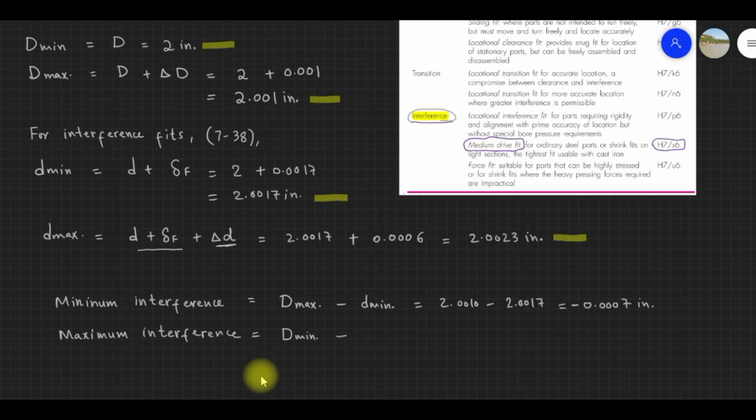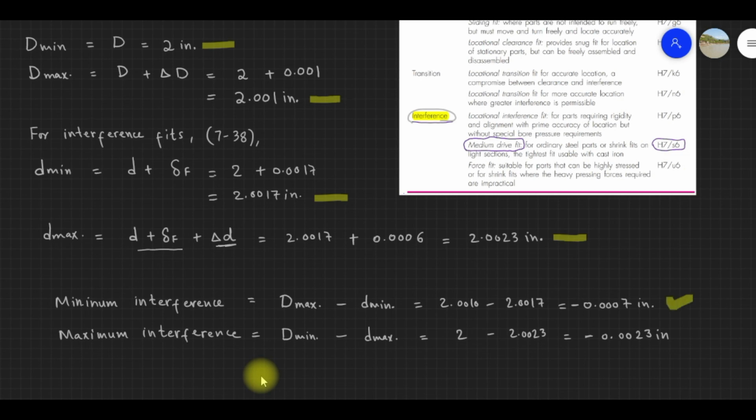and the interference will be maximum when the hole is very small and the shaft is very large, meaning the hole is at its minimum limit and the shaft is at its maximum limit. So the minimum limit for the hole is 2 inches. The maximum limit for the shaft is 2.0023 as we calculated above. So the answer will be minus 0.0023 inches. Again the negative sign indicates that we have the interference here.